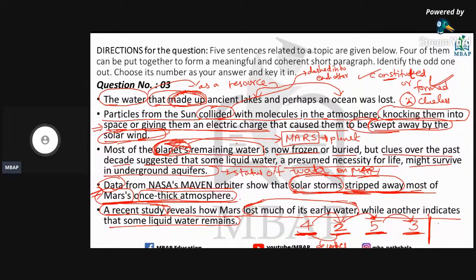And now, if you realize, we have already found our answer, and it is sentence 1. I understand sentence 1 talks about water, but it doesn't talk about the water on Mars. Rather, it talks about water as a resource for lakes and oceans. So it is altogether a different idea, and it is not in sync with the other four. Hence, it is my answer. Is this clear to everyone?